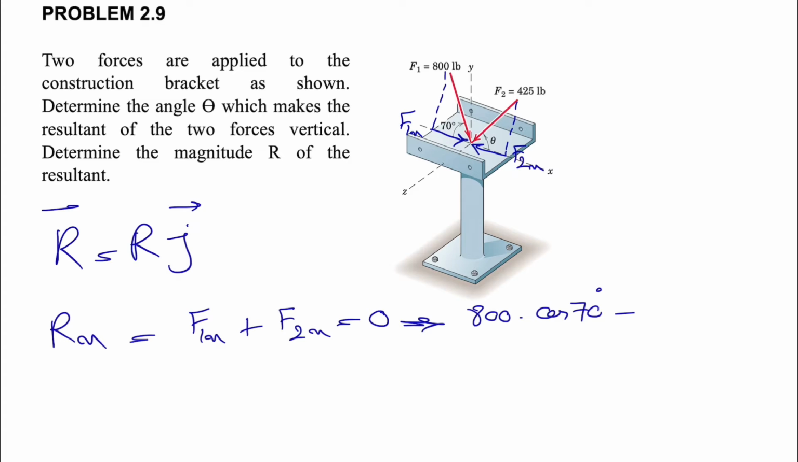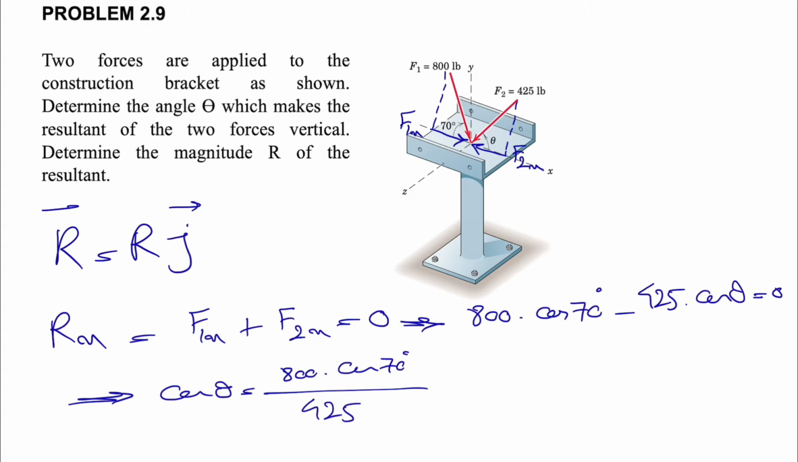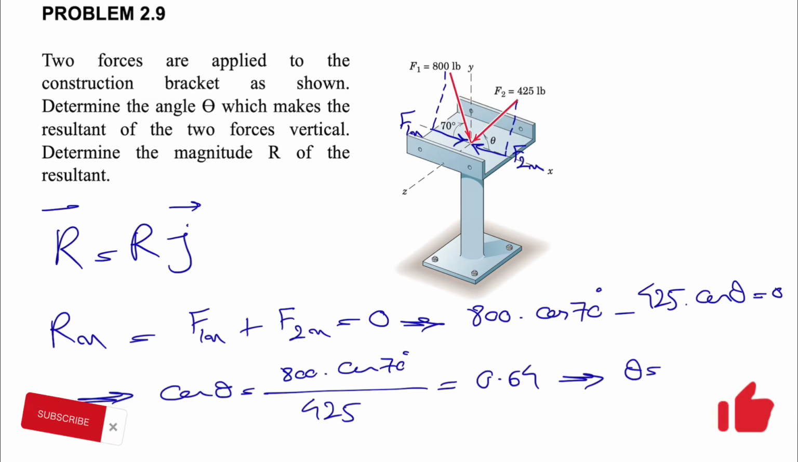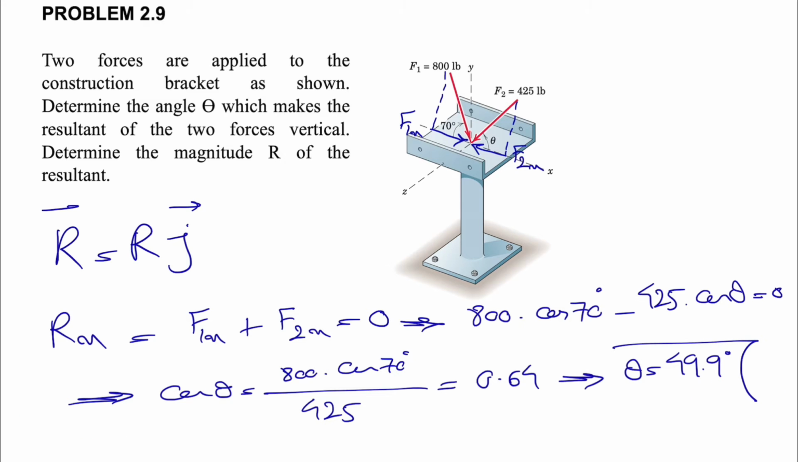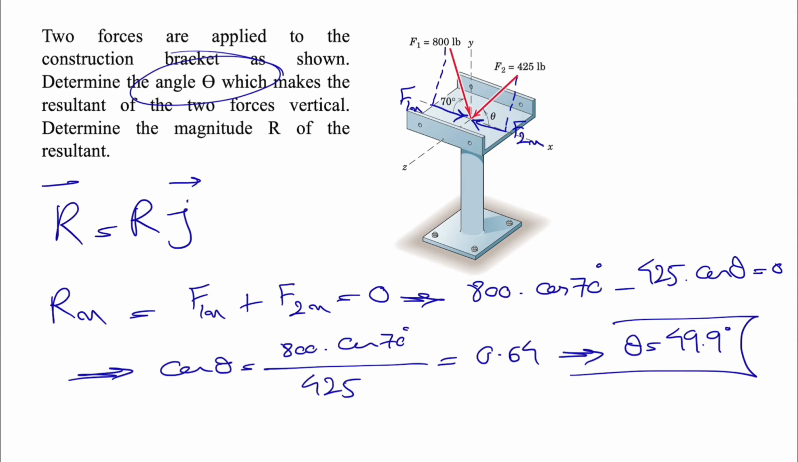And let's see what we have for F1x. For F1x, we have simply F1, which is 800 times cosine of 70 degrees. And for F2, we are in the opposite direction of x, so we'll have a negative sign, and it will be 425 times cosine of theta equals 0. And from here we can find cosine of theta, which will be 800 times cosine of 70 degrees divided by 425 pounds. If we calculate this, we'll get 0.64, and from the inverse cosine of 0.64 we get theta equals 49.9 degrees.